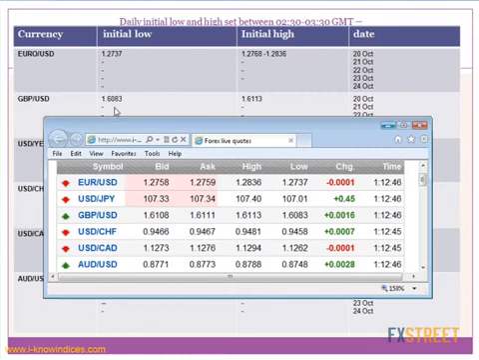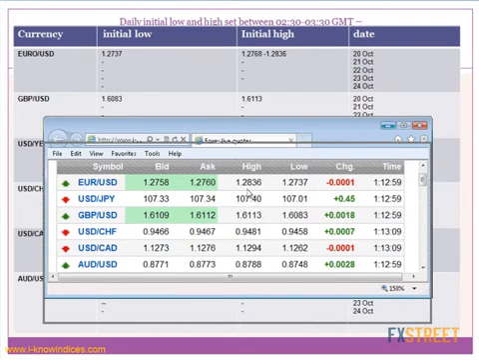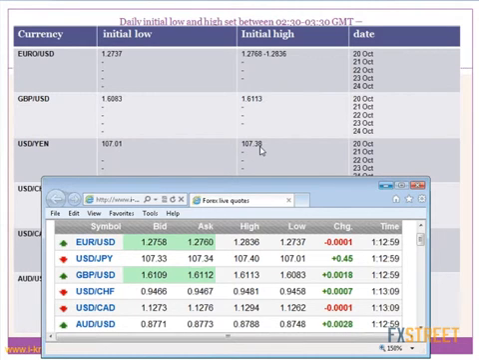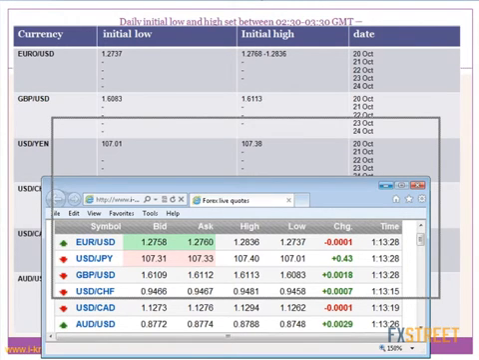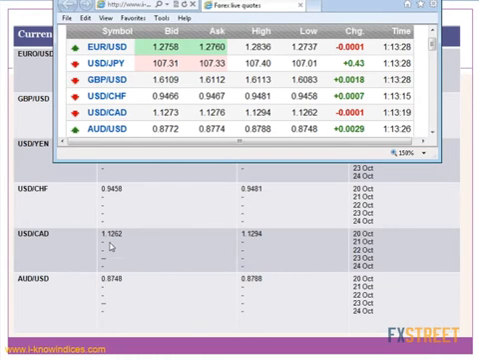Then in the case of GBP, 1.6083 is the low, 1.6113 is the high. They have not breached the high or the low in euro and GBP. And in the case of yen, they just breached the high by 2 pips, and the low is intact. And in the case of CHF, the low and the high are not breached, and Canadian dollar, the low and the high are not breached.